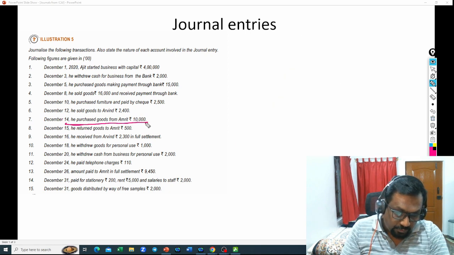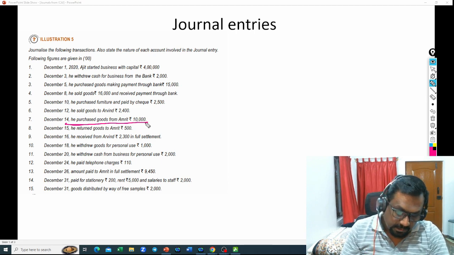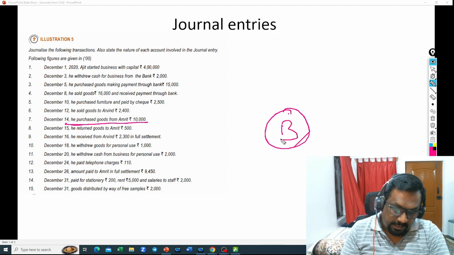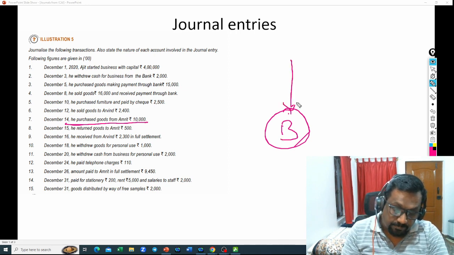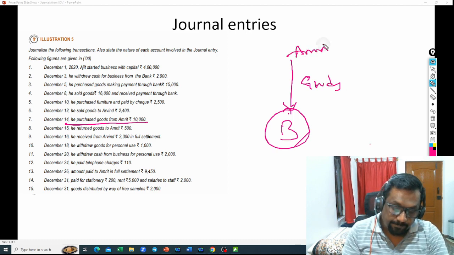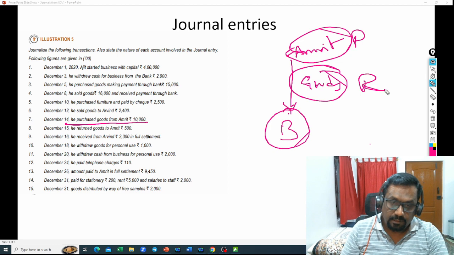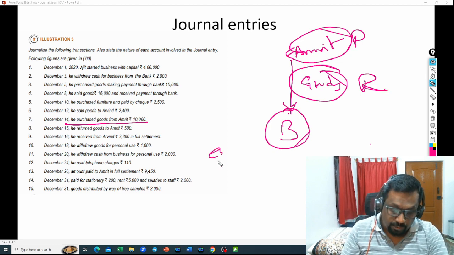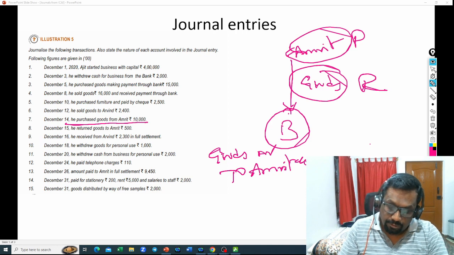Next, he purchased goods from Amrit for 10,000. When we purchased goods from Amrit, did he mention it was for cash? No. That means we purchased goods on credit. When we purchase goods, what comes in? Goods. What goes out? Nothing. Who is the giver? Amrit. So Amrit comes under personal account, goods comes under real account. Real account principle: debit what comes in. So you need to debit goods account, and the giver is Amrit, so you need to credit Amrit account. Clear? This should be the entry.